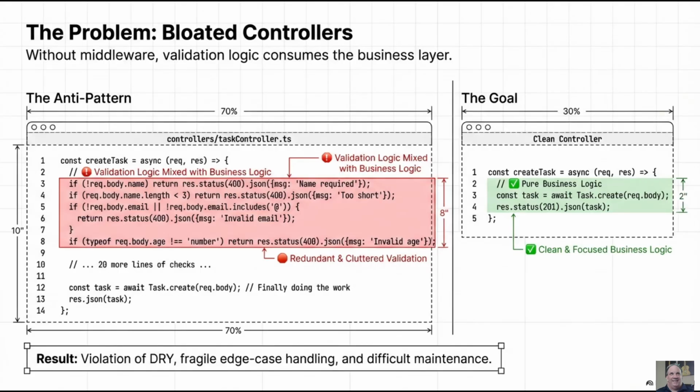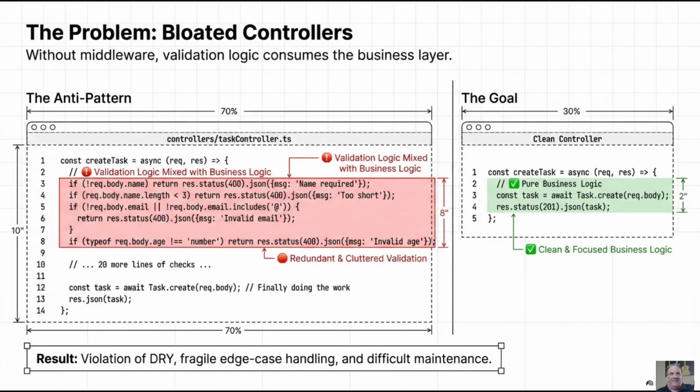So by the time you hit line 10, you've written 20 lines of validation checks, and you still haven't done anything useful. The actual business logic, creating the task, that's way down on line 12, buried underneath all that defensive code. Now let's look at the right side. That's the goal. 5 lines, pure business logic. You create the task and send the response. Done, right? So the question is, how do we get from the left to the right?